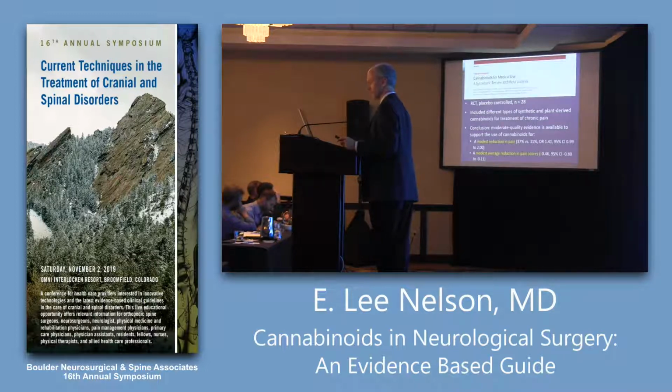So in our effort to get high-quality data, I wanted to bring up this study. Now, those were individual studies. This is a systematic review and a meta-analysis of many studies. In this case, this is a review that was published in 2015. It looked at 28 randomized controlled trials, which are the best kind of trials, and it included different types of synthetic and plant-derived cannabinoids for the treatment of chronic pain. And they concluded that there is moderate quality evidence to support the use of cannabinoids for a modest, meaning a 30% reduction in pain, and a modest average reduction in pain score. So you have a modest reduction in pain if you use cannabinoids.